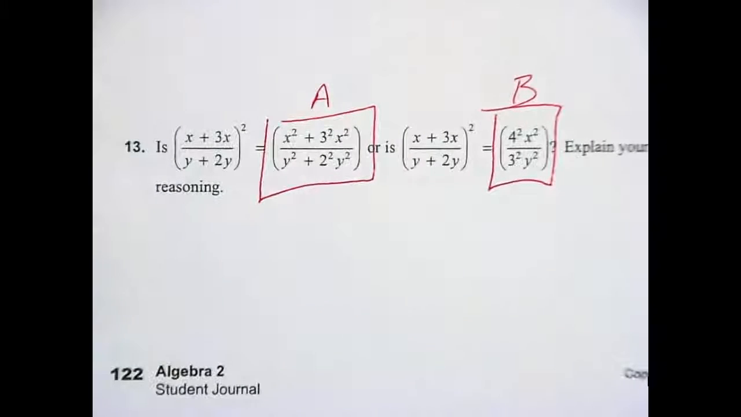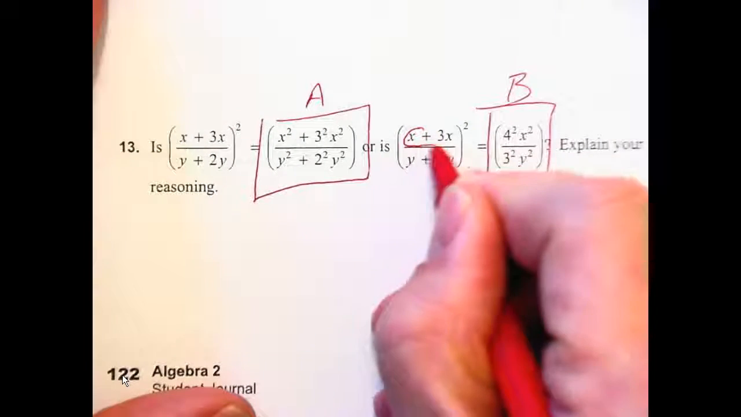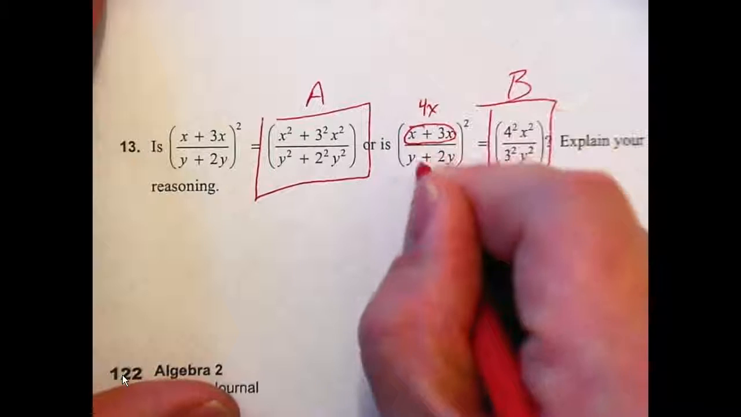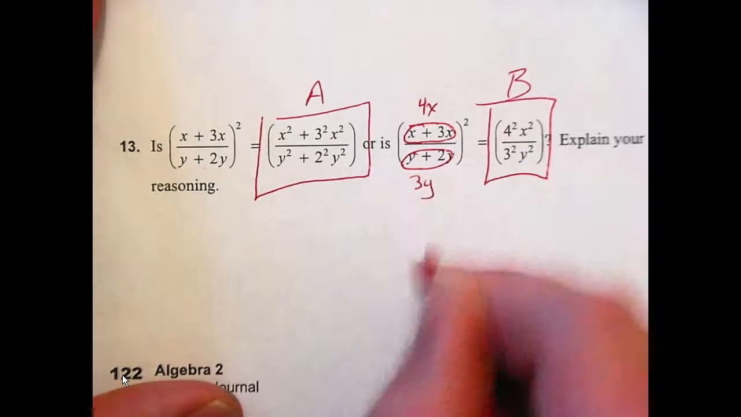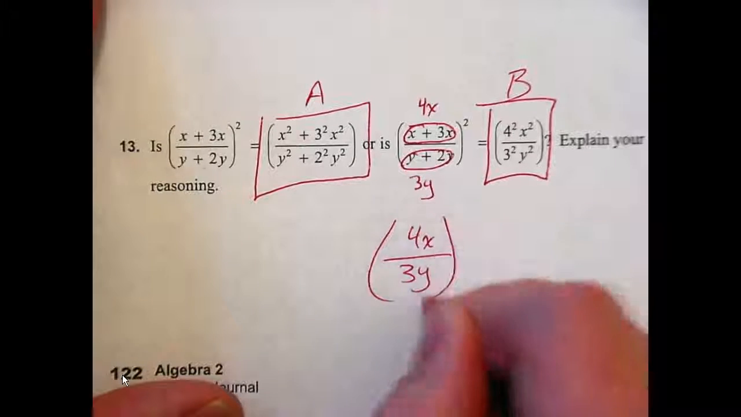All right, come up with a consensus at your table, please. All right, how many say A now? B. Well, let's see. I'm going to put the, well, I guess I could use either one. That's 4x. That's 3y. So I now have 4x over 3y all squared.